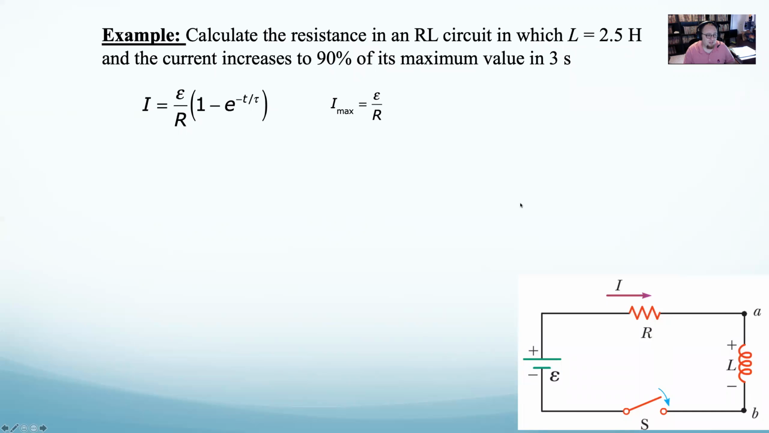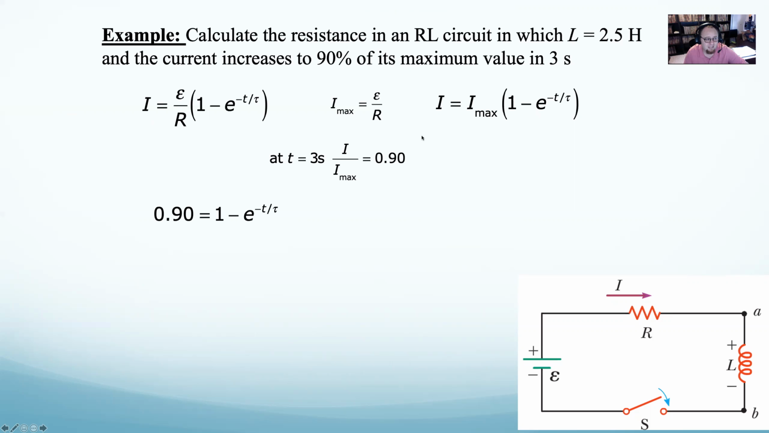Now the maximum value is just the EMF over R. Really, this first equation can be written just like that too. And what we're saying is that at 3 seconds, it's 90%. That means the current divided by the max current is 0.9. So instead of I equals I max times 1 minus e to the negative t over tau, it's just 0.9 equals 1 minus e to the negative t over tau. I'll move the exponent term to one side and subtract 0.9 from both sides. And 1 minus 0.9 is 0.1.